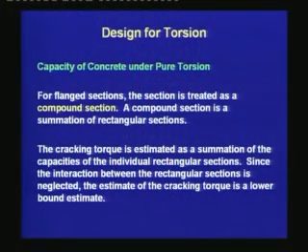Now, the expression that we had seen was for a rectangular section. For a flange section, the section is treated as a compound section. A compound section is a summation of rectangular sections. The cracking torque is estimated as a summation of the capacities of the individual rectangular sections. Since the interaction between the rectangular sections is neglected in the summation, the estimate of the cracking torque is the lower bound estimate.